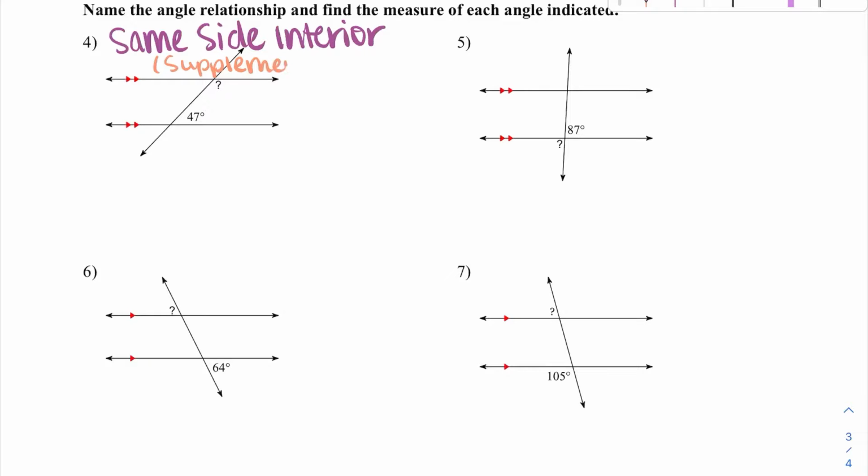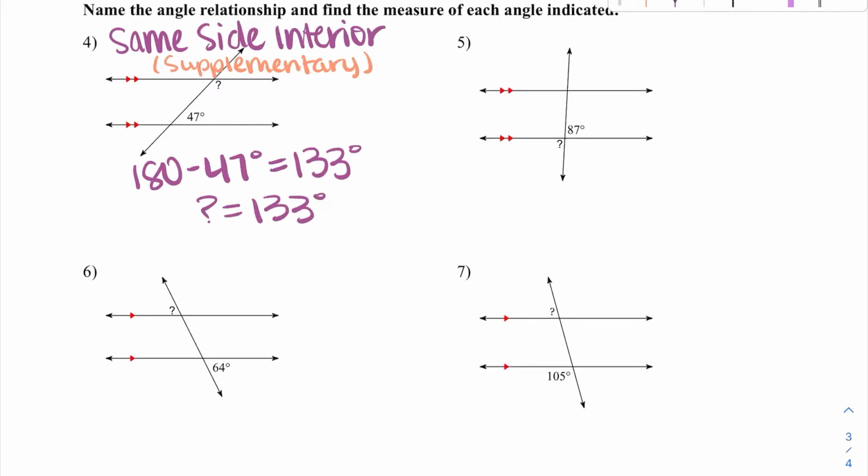And just a note that same side interior angles have the relationship that they are supplementary, which means they should equal 180 degrees. So all I have to do is subtract the angle that I know, 47 degrees, from 180, and that will give me my answer. So question mark equals 133 degrees.